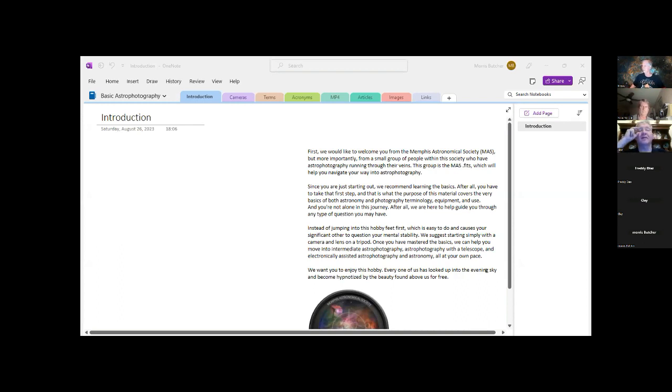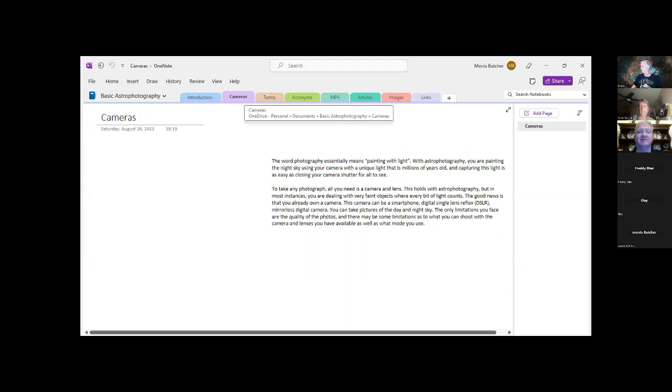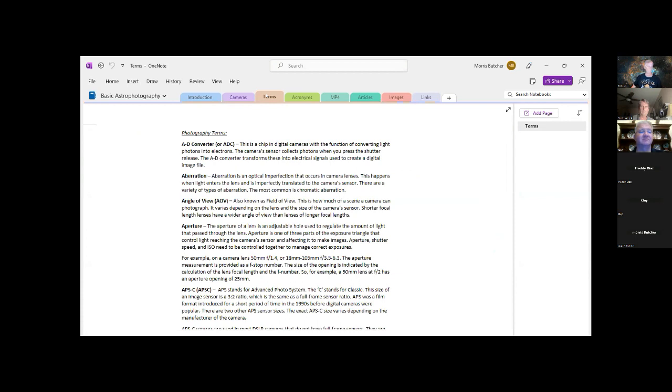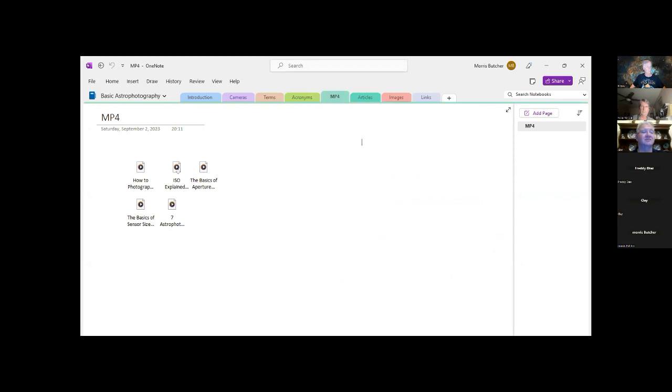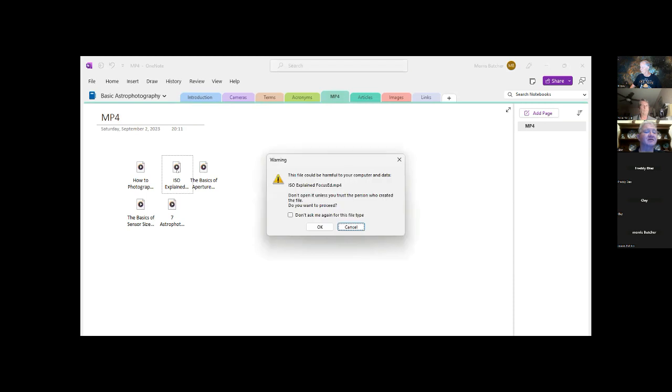Anyway, okay, this is what I've done so far. I put it into OneNote. Everybody's got access to it now. What I've done is basically divided it up into chapters with an introduction. I'm still working on the camera phase. There's a large terminology for photography as well as astrophotography. Acronyms. Cool. MP4, there's videos that I've converted over from YouTube, so you can play it.